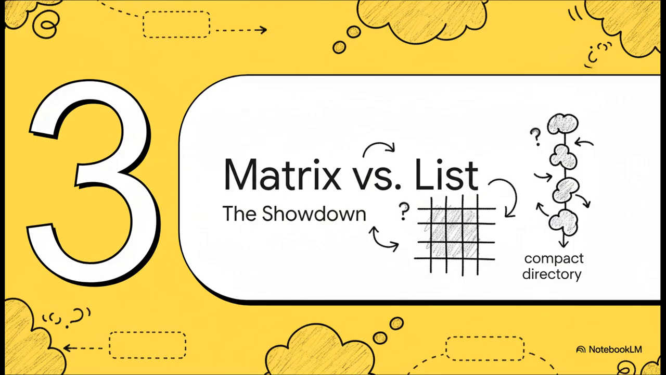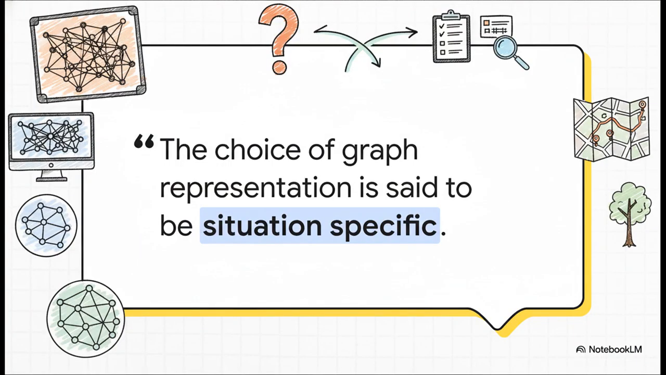Okay, so let's recap. We've got 2 totally different ways to draw the same map for our computer. On one hand, you have the all-knowing grid, the adjacency matrix. On the other, the super efficient contact list, the adjacency list. It's a real showdown. So, which one's better? And the answer, which you're going to hear a lot in computer science, is, well, it depends. There's no silver bullet here, no single best way to do it.